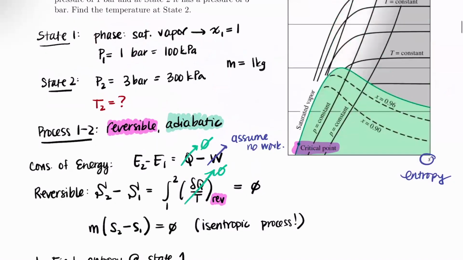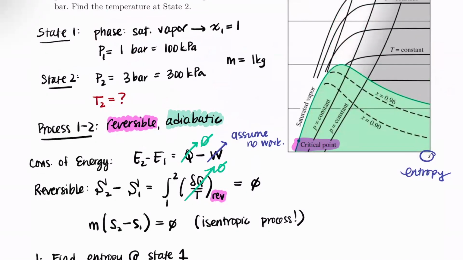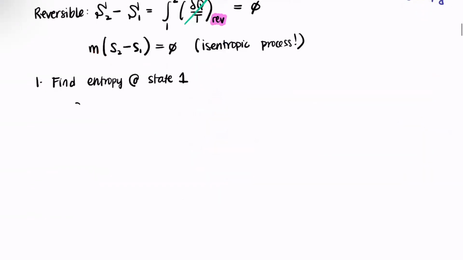So, which table? Based on the quality, which table should we use? Are you sure? So since we have a quality, even though it's at 1, we were on the vapor dome line, right? So we still will use our saturated vapor table. Yeah, so S1 is just going to be equal to SG because X is equal to 1. Does that make sense, everybody? Okay, so since X1 is equal to 1, that means that S1 is equal to SG at our P equals 100 kPa.